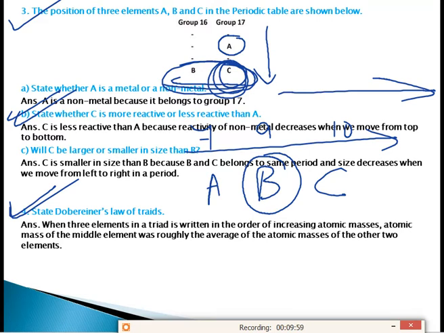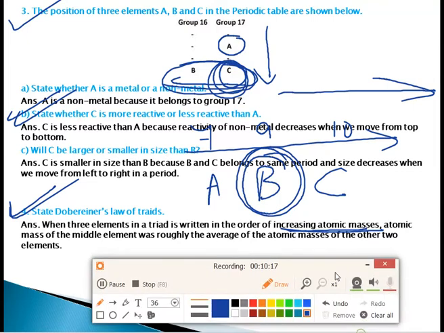What he did, he arranged the elements in a triad, in groups of three, in the order of increasing atomic masses. Remember that increasing atomic masses he has arranged. And what he saw was that the atomic mass of the middle element was roughly the average of the atomic masses of the other two elements. So this was the concept of Dobereiner's law of triads.